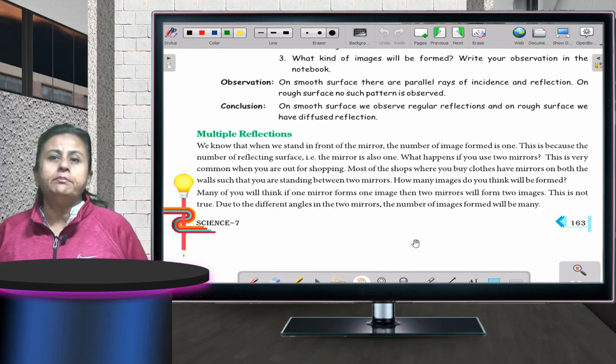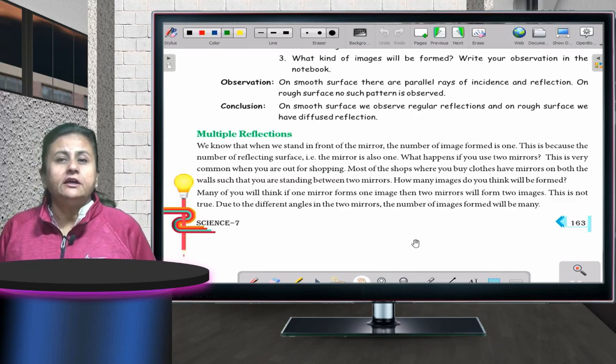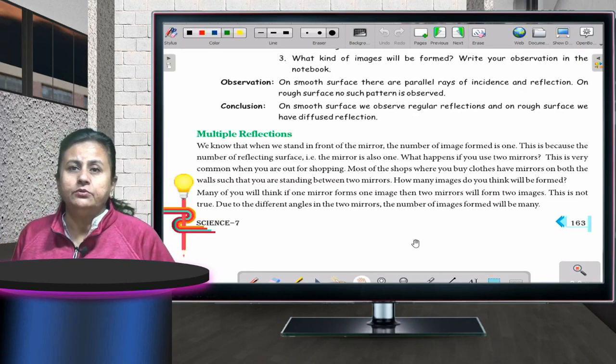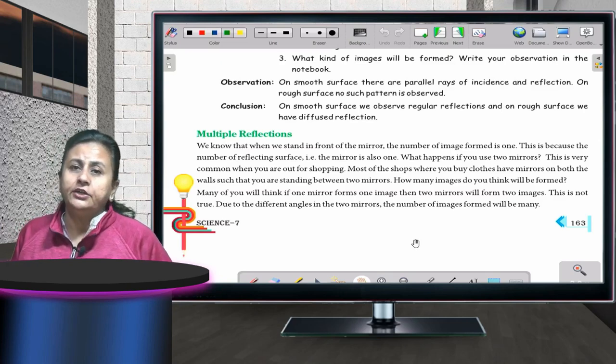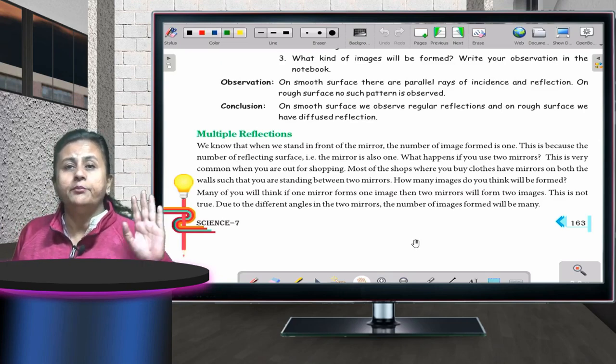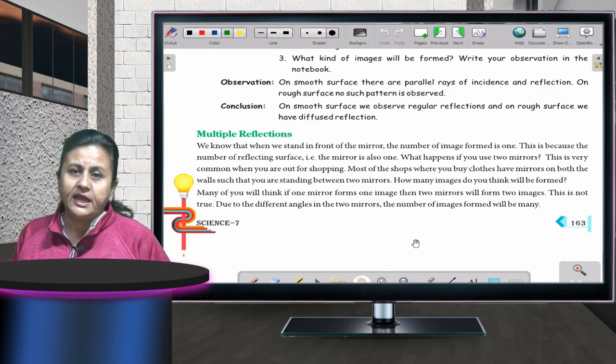What is multiple? Multiple means many. At the same time, you are getting many reflections. You must have gone to a salon to get your haircut. Once your haircut is done, the barber who was cutting your hair holds the mirror at the back side of you, and you can see how your haircut is being done. So at that time, how many images are formed?